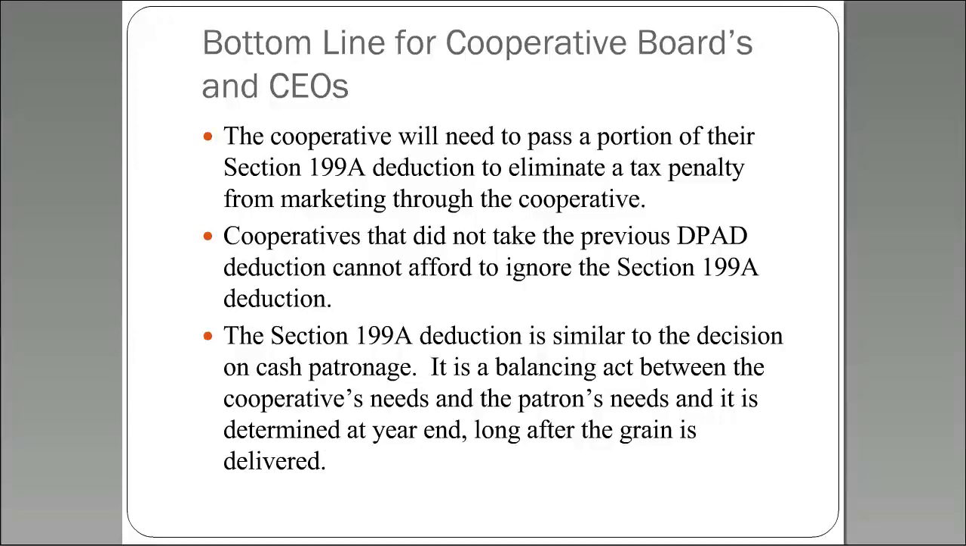And of course, the board of directors of the co-op is making a balancing act of, can we afford to give this cash back to the members? How much do we need at the co-op level? So we've expanded now that uncertainty, and that balancing act is not only the cash patronage but the cash deduction. So when someone delivers to a co-op, they will not yet know either their patronage or their pass-through that they're going to get at the end of the season, long after the grain is delivered.